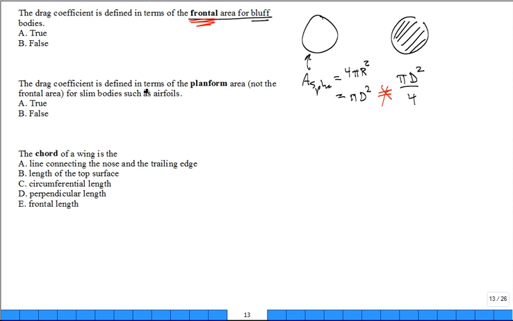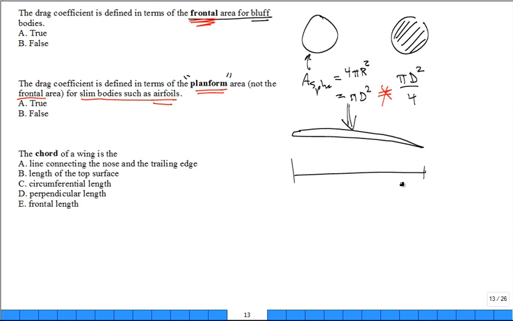Okay. The drag coefficient is defined in terms of a planform area, not the frontal area, for slim bodies such as airfoils. So if I take my airfoil like this, it's slim, and they say the drag coefficient is defined in terms of the planform area. What's the planform area? Well, it's the looking-down area. It's this length times the depth into the board. What do you think? You agree?